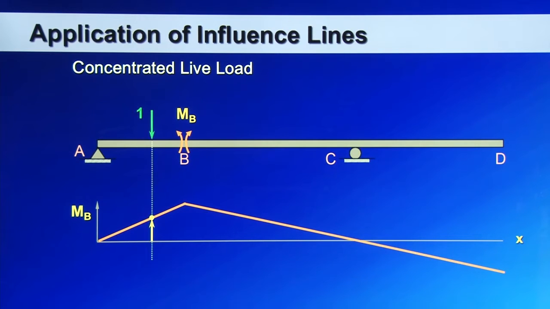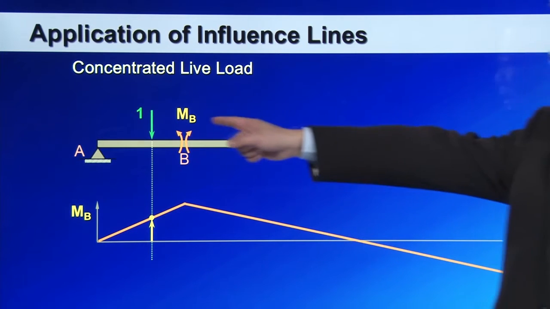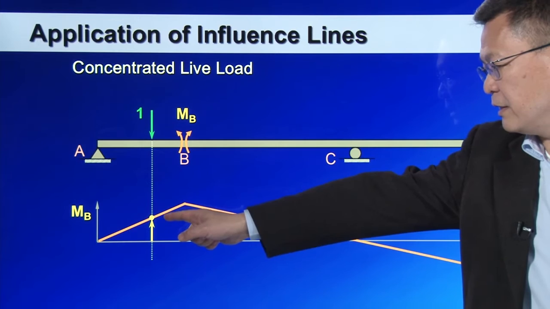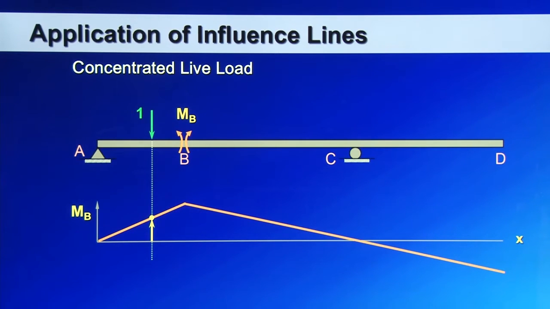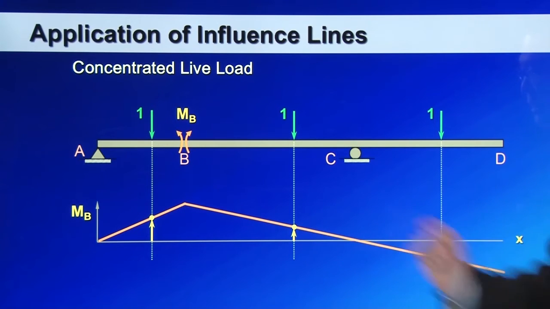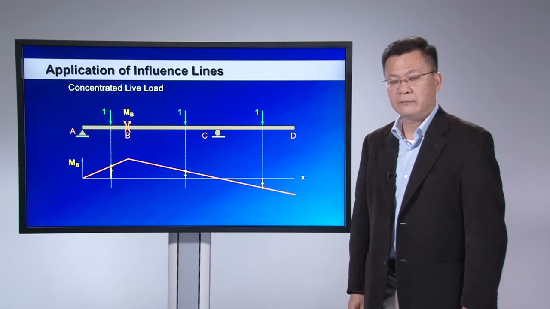If I have a live load with a magnitude of 1 acting at this particular location, the influence line tells me that the magnitude of MB is equal to that value. If I move the loading to another location, then the magnitude of MB is equal to this value. And at the third location, similarly, the magnitude of MB is equal to that value.